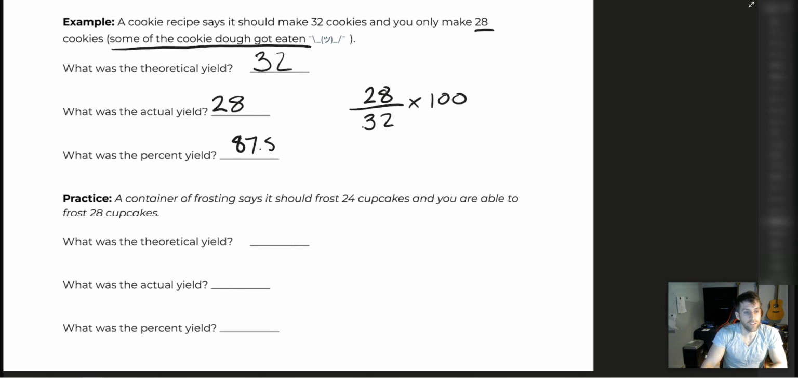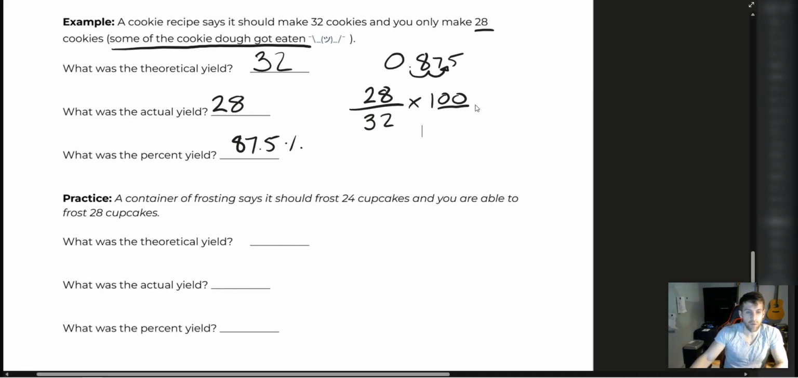So we'll have 87.5%. Percentages are pretty nice to handle here. If we had 0.875 and we times it by 100, all we need to do is move the decimal 2 places because there's 2 zeros in that 100. So it's really easy to do these percentage conversions or multiplications, or just multiplying by tens, hundreds, thousands, etc.